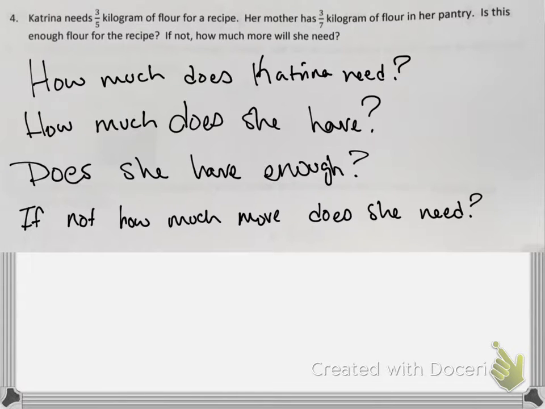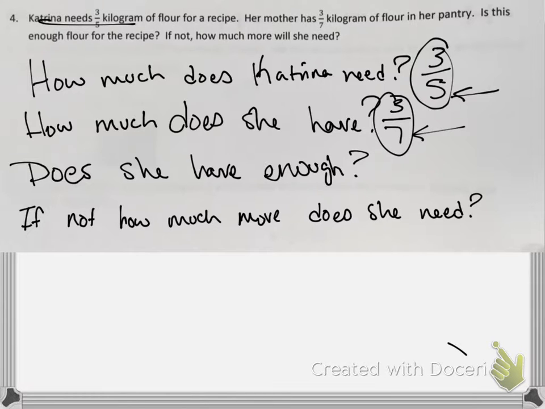All right, so how much does Katrina need? Well, Katrina needs 3/5 kilogram. Her mother, so how much does she have? Her mother has 3/7. Is this enough flour for the recipe? Well, I know that the denominator tells us how many parts we have total. So the smaller the denominator, if the numerator is closer to the denominator, we can tell that 3/5 is bigger than 3/7 because there are 5 parts in 3/5 and in 3/7 there are 7 parts.